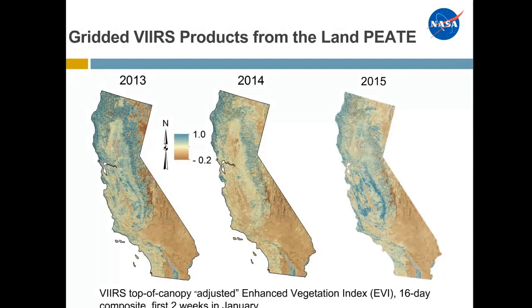This is an example of how VIIRS Top of Canopy Enhanced Vegetation Index has been used to document the changing vegetation conditions in California during one of the worst droughts in history. The blue areas indicate areas of green vegetation, such as these shown here, while the dark brown areas are not vegetated. You can see gradual decreases in the vegetation from 2013 to 2015. In 2015, the dark blue/green color you see here indicates irrigated cropland.